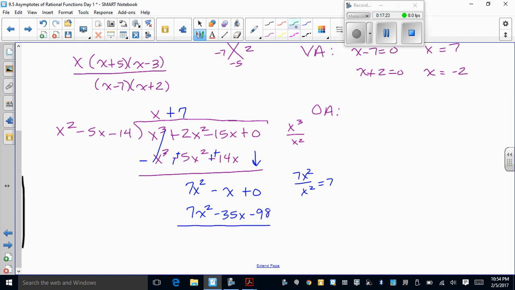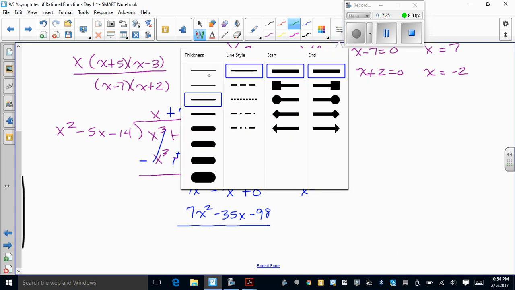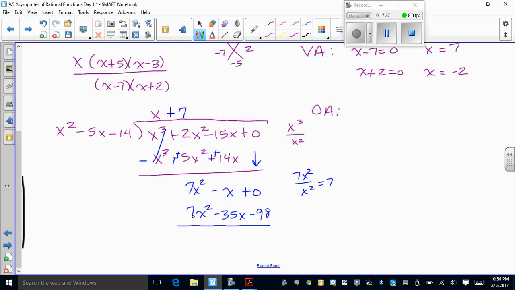Okay, subtract, those go to 0. Subtract, I get double negative. 35 minus 1 gives me 34x. And double negative here as well gives me plus 98. But this is the remainder. And we don't care about the remainder. We only care about this guy. So our oblique asymptote is y equals x plus 7.